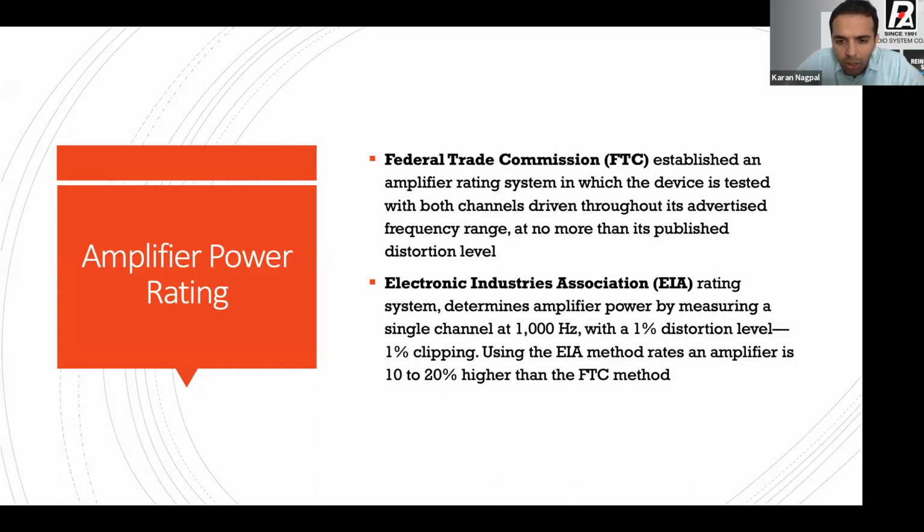Electronic Industries Association वो determine करता है कि 1 kilohertz पे आप signal wave करें और with 1% का distortion level और 1% clipping allowed है, मतलब जो clipping की तरफ से generate होता है. और इसकी वजह से you'll see that always the EIA rating method gives you almost 10 to 20% higher than the FTC method. So you'll always see an EIA rating is giving a little higher power rating to the amplifier. आपका amplifier power rating EIA method में हमेशा थोड़ा ज़्यादा होएगा, 10 से 20% तक.